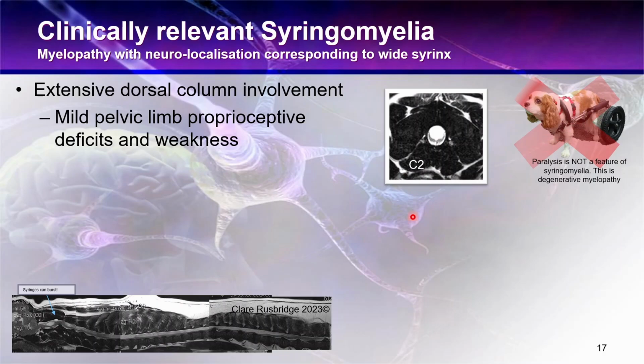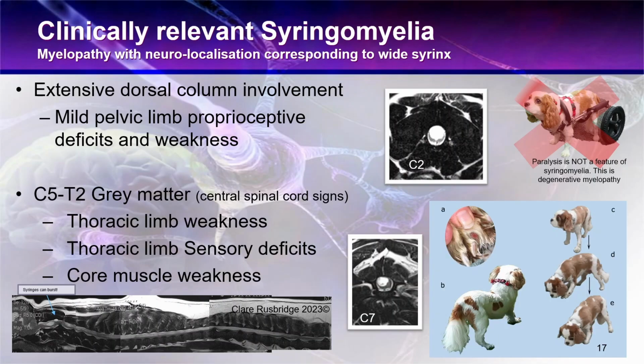This is a dog with degenerative myelopathy. If there is severe grey matter involvement in the C5 to T2 area, so in this sort of region here, that will damage the grey matter, and we can get thoracic limb weakness. This dog shows some stumbling here, and spinal weakness in this region, trauma to those digits, as we've discussed before.